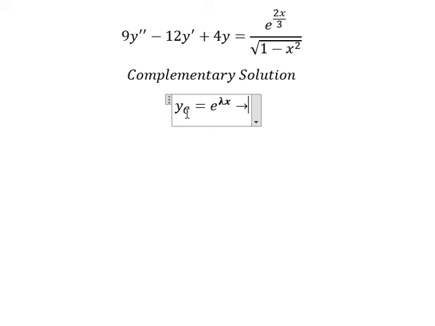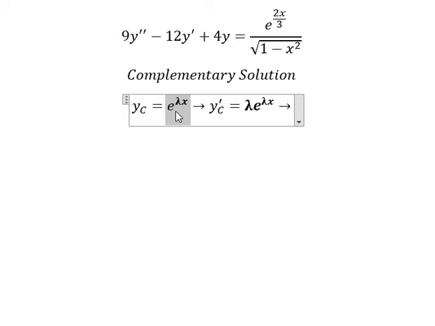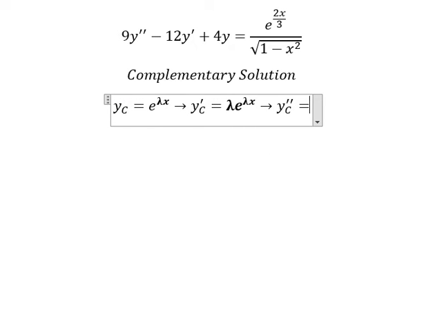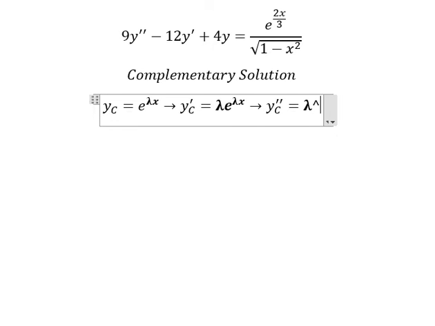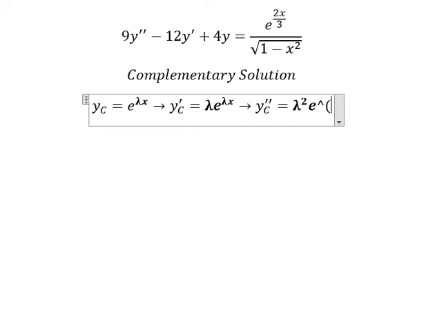So if we do first the derivative of this one, we have lambda e to the power of lambda s, because if we want to do the first derivative of this one, we need to keep the same e to the power of lambda s. Later we need to do the first derivative of lambda s, we get lambda. Later we need to find the second derivative of yc. So we have lambda squared e to the power of lambda s.